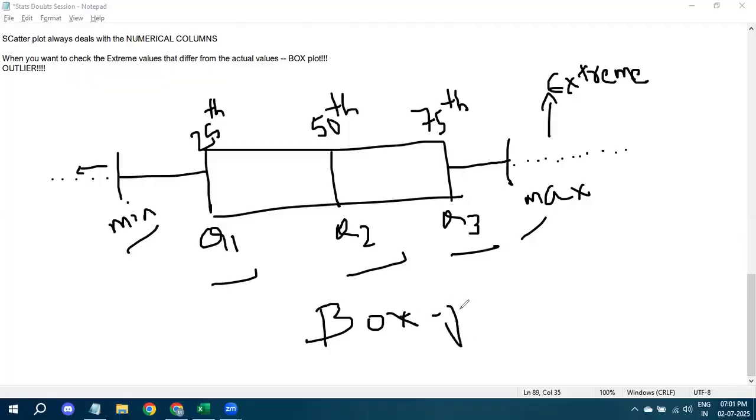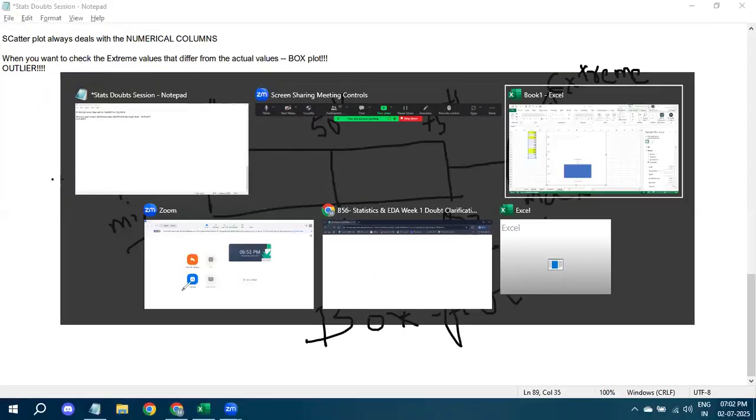Box plot. It is used. Are maximum and extreme different, or is extreme equal to the maximum value? No, extreme is not equal to the maximum value. So in the data set, how are we going to define the maximum and the minimum value? By using the box plot. That is what I am trying to say.